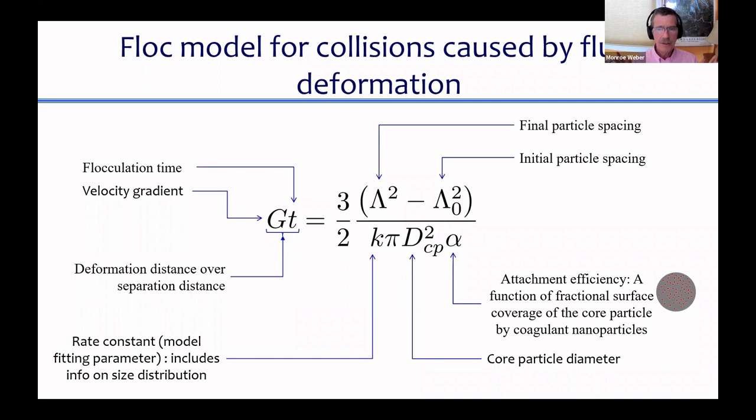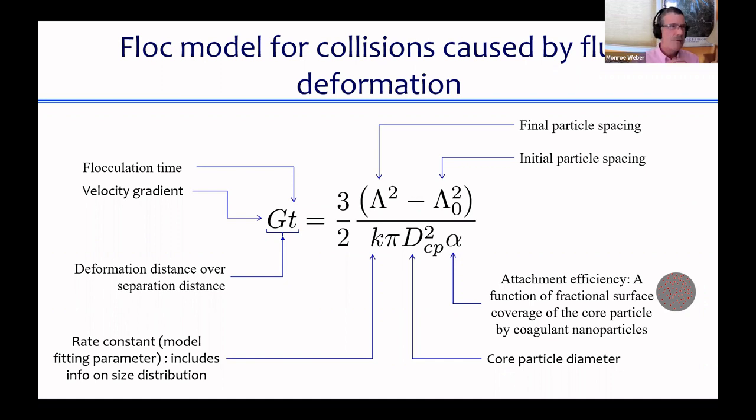And this is what goes into it. So G is a velocity gradient. That's the deformation of the fluid, the rate at which the fluid is being deformed. T is time in the flocculator. Lambda, the capital lambda, is particle spacing. So lambda without any subscript is the final spacing between particles, and lambda 0 is the initial spacing between particles.